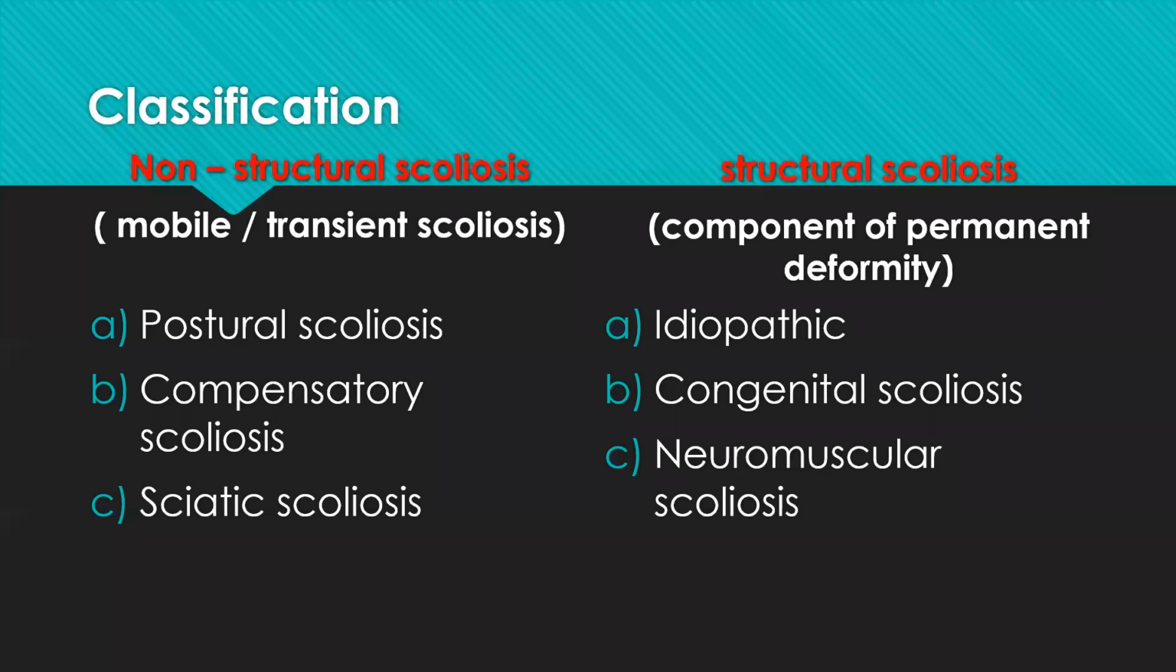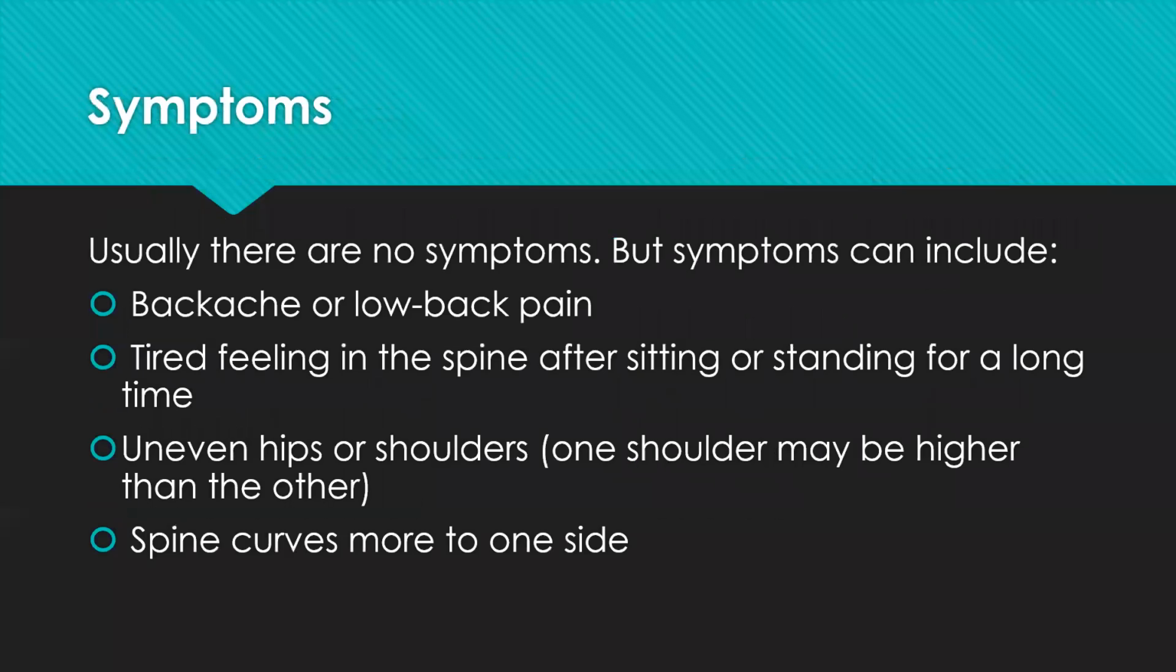It's recording, sir. Classification: it can be either non-structural scoliosis or structural scoliosis. Non-structural scoliosis is a transient one, which can be easily correctable, like postural scoliosis, sciatic scoliosis, etc. Structural scoliosis is more like a permanent deformity. It is caused either by congenital causes or neuromuscular scoliosis. Symptoms: usually asymptomatic. Sometimes they may have low backache or a tired feeling after sitting or standing for long times.